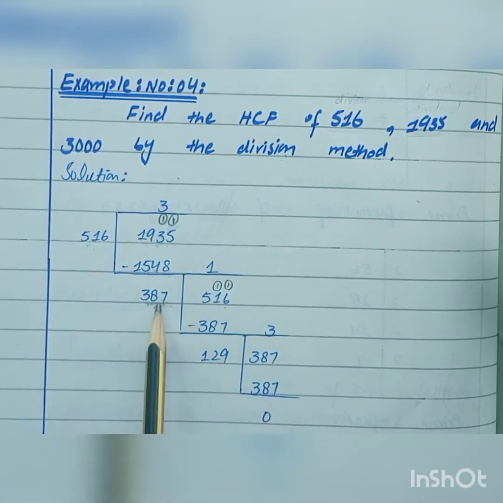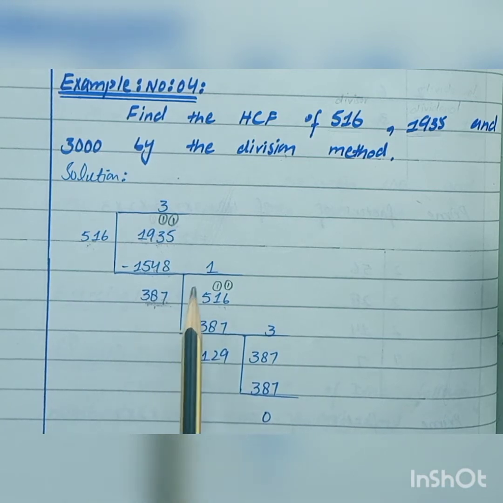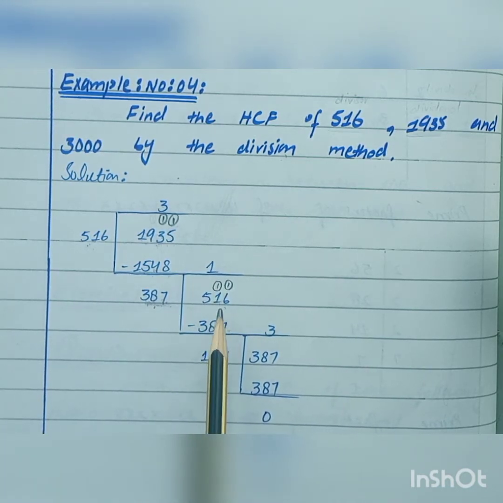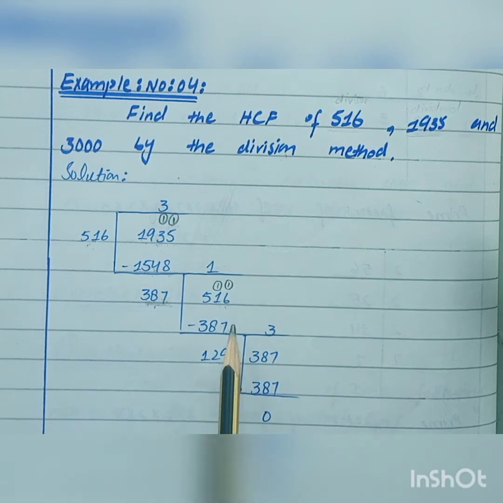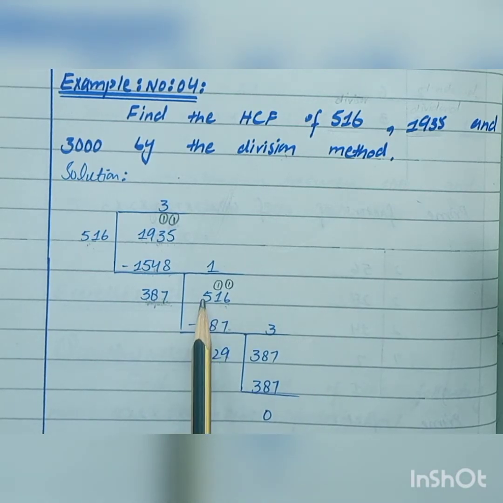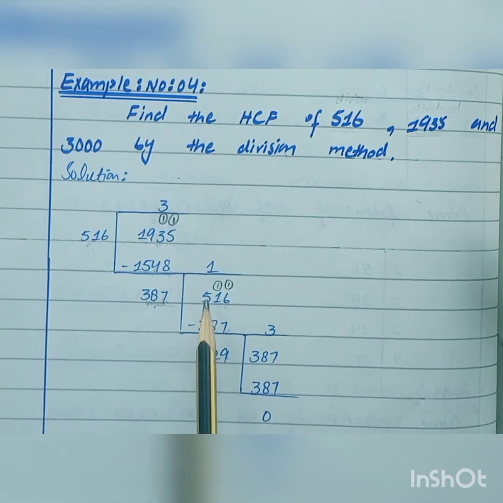Next, divide these two numbers. 387 times 1 is 387. Then subtract these two numbers. 6 is smaller than 7, so carry from 1. 16 minus 7 is equal to 9. 1 becomes 0, so carry from 5. 10 minus 8 is equal to 2, and 5 becomes 4. 4 minus 3 is equal to 1.